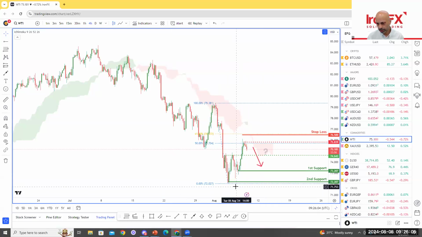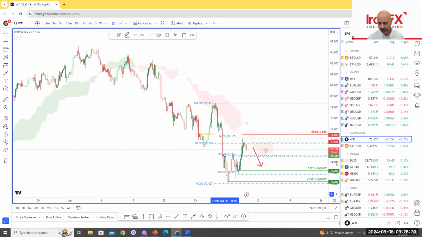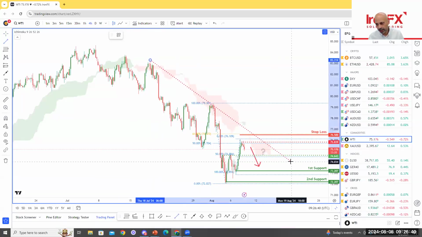And we can also probably run another Fibonacci retracement starting from this low on the 6th of August going up to the high here on the 7th of August. We can see that the 50% retracement level aligns pretty well with the intermediate support at $74.64. So should we see crude prices break through this level here, then it's quite likely we'll see it drop all the way down to the first support here, which is at $73.20.